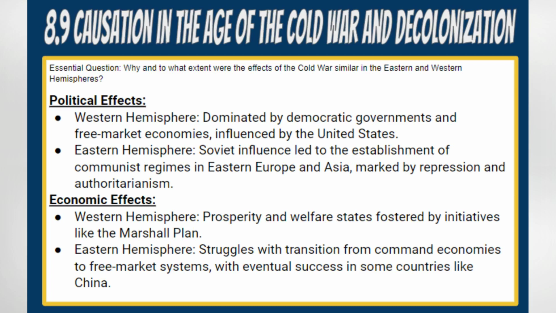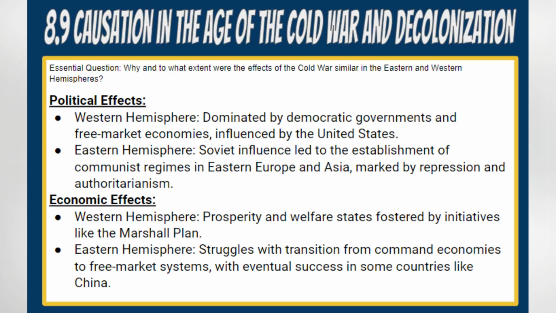In the Eastern Hemisphere, particularly in Eastern Europe and Asia, the grip of Soviet influence led to the establishment of communist regimes in several countries, forming the Soviet bloc. Countries like East Germany, Poland, and Czechoslovakia fell under Soviet control, with governments heavily influenced by Moscow.